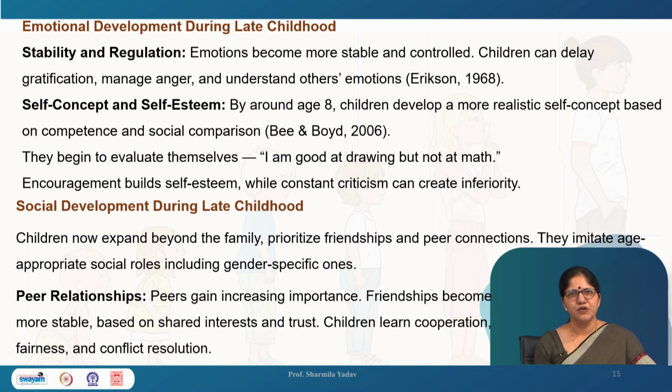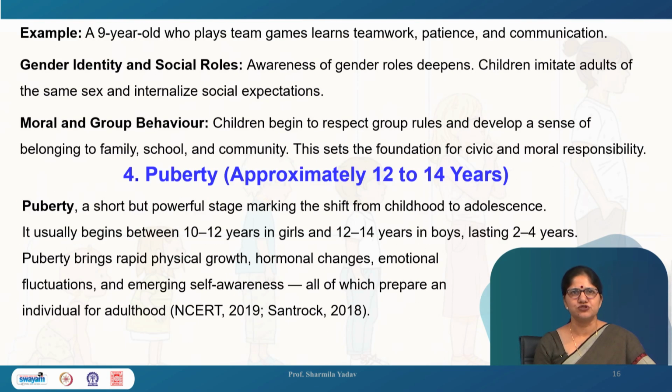Children now expand beyond the family, prioritizing friendships and peer connections. They imitate age-appropriate social roles, including gender-specific ones. Peer relationships. Peers gain increasing importance now. Friendships become more stable based on shared interests and trust. Children learn cooperation, fairness, and conflict resolution. For example, a 9-year-old who plays team games learns how to work in teams, patience, and communication skills.